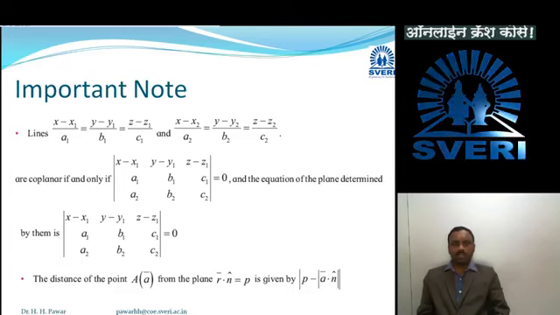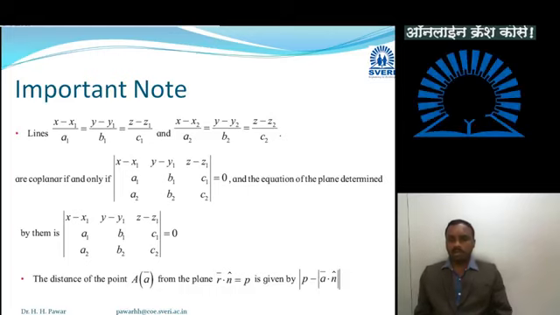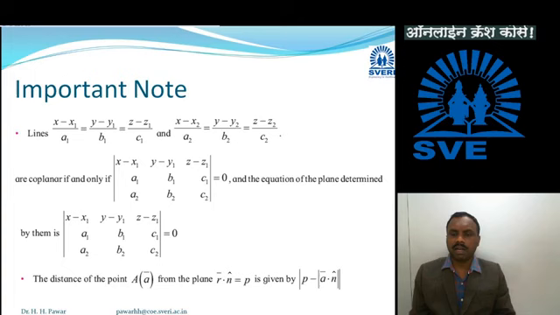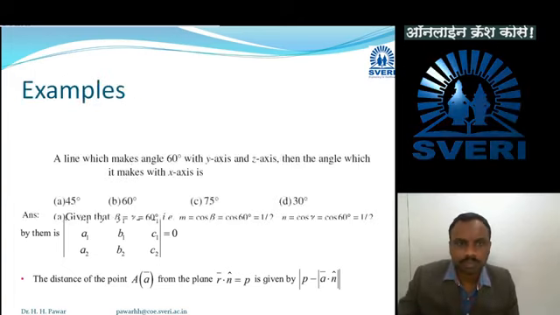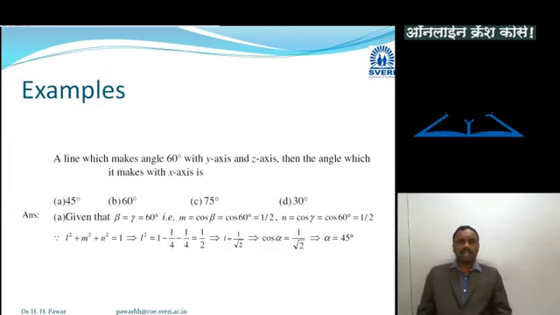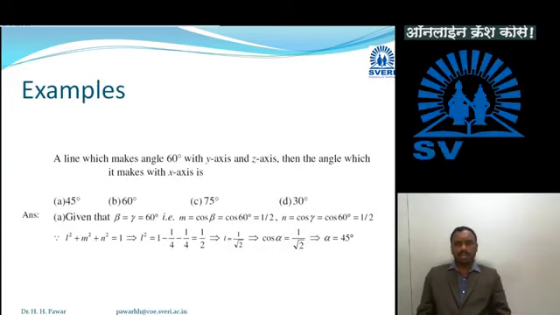The distance of the point A bar from the plane r bar dot n cap equal to p is given by modulus of p minus A bar dot n cap. Now we'll see examples based on line and plane.